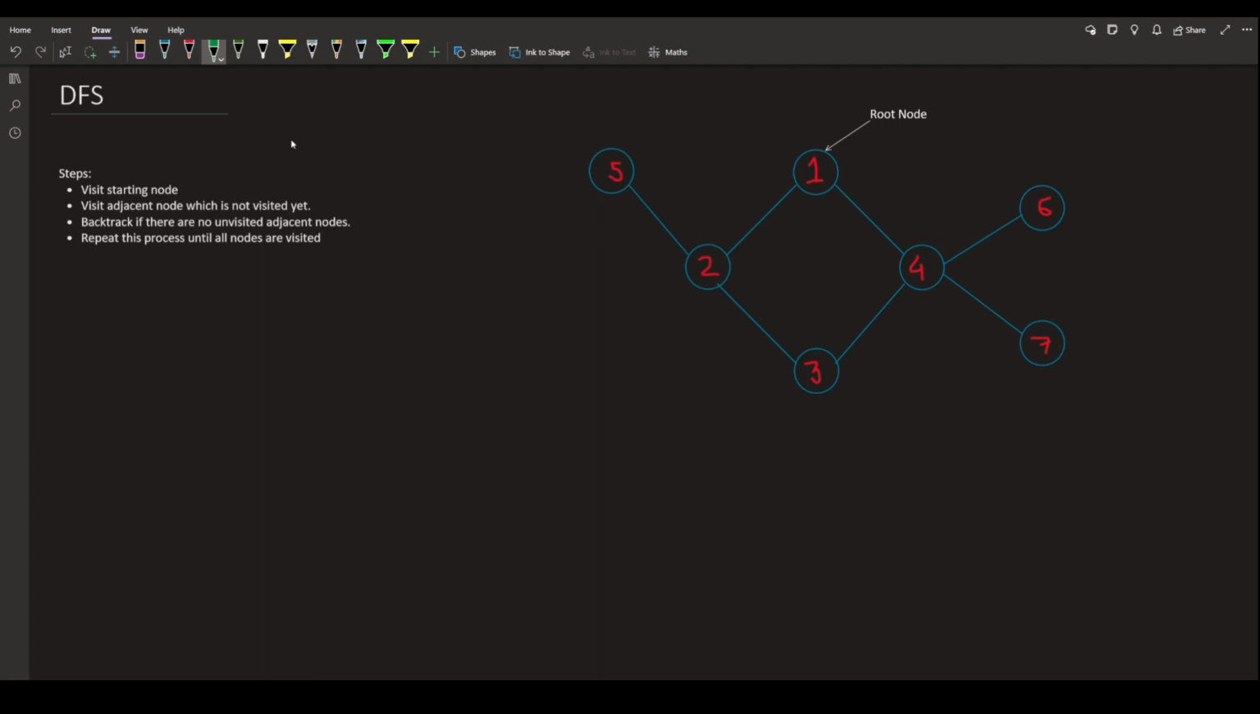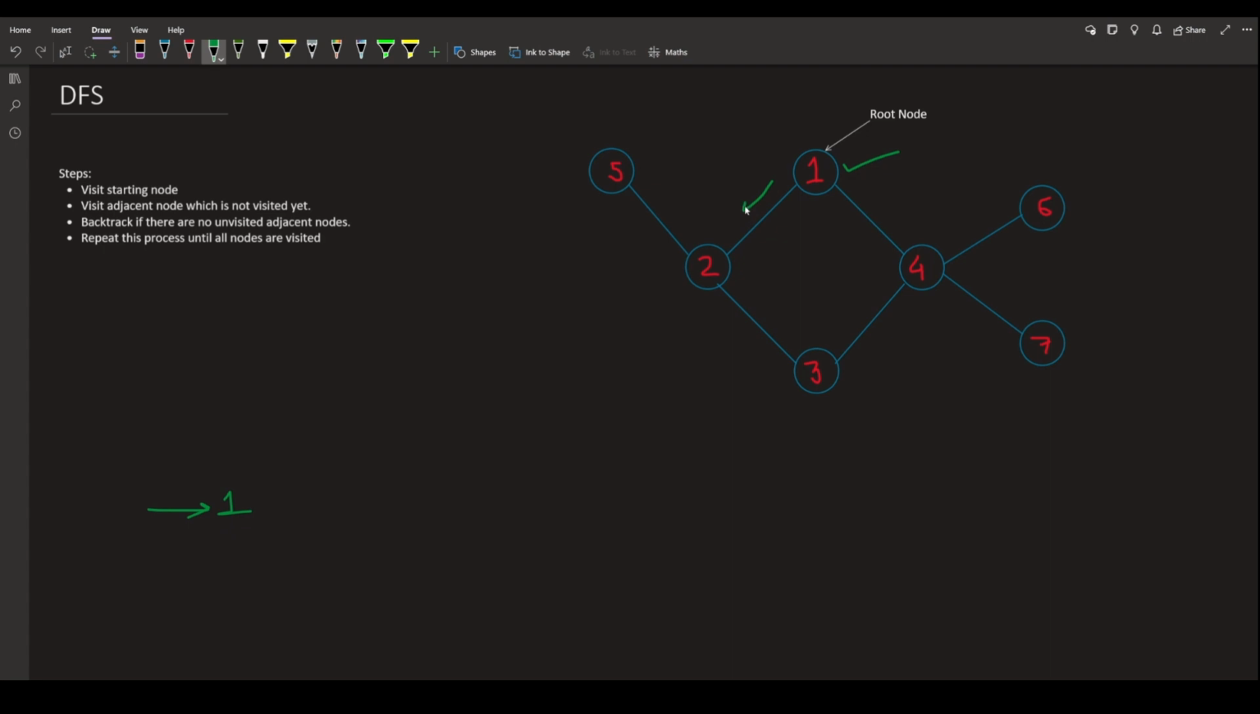Okay, so first let's take the example of this graph. I will be noting down here the sequence in which we will be traveling this. So we will be starting with our starting node. So starting node is 1, and I will be tick marking all the nodes which we have visited to keep track of that. So we will be starting with the starting node, that is root node. So 1 we have visited, I have noted down here.